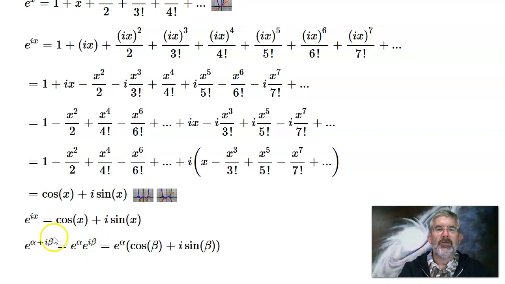And here I have this formula now where I'm plugging beta in for x. So e to the alpha plus i beta is going to turn into e to the alpha times the quantity cos beta plus i sine beta. And we will use this now to find solutions to those differential equations when the roots to my characteristic equation are complex numbers. So there you go.